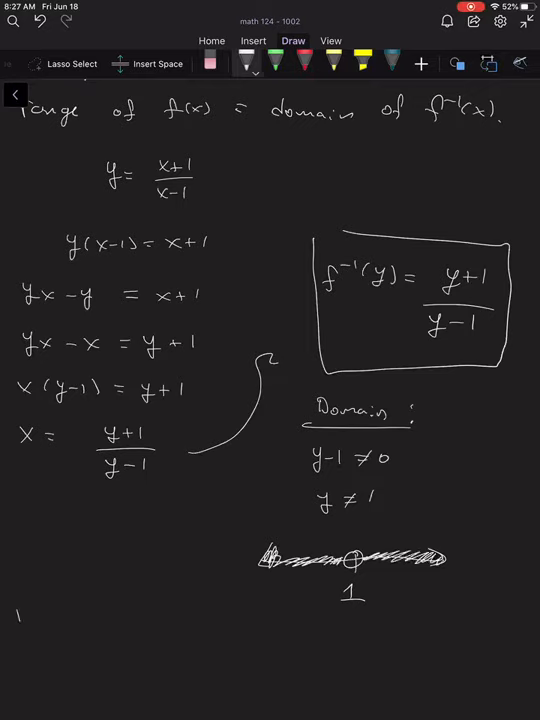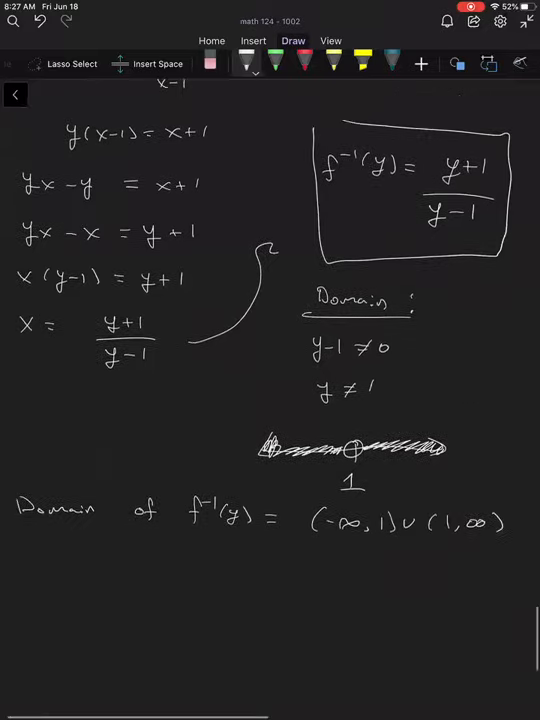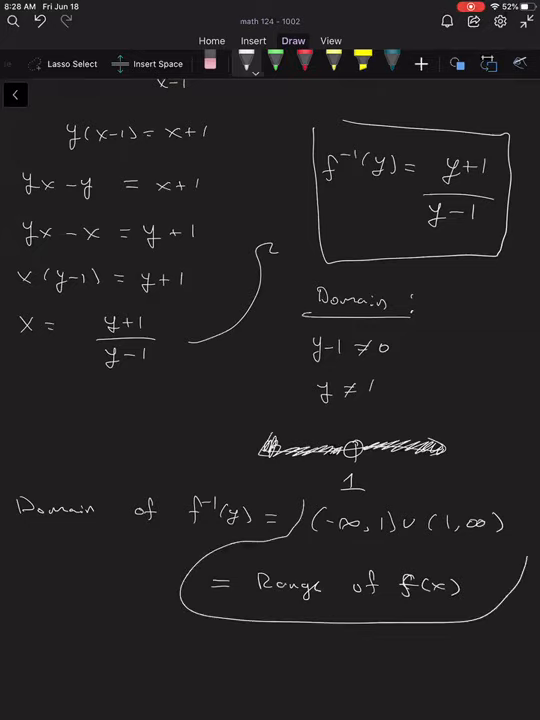So the domain of f inverse of y is equal to minus infinity to 1, 1 to infinity. But at the same time, that's the same thing as the range of f of x. So we're done here. We found that our range of f of x is going to be minus infinity to 1 and then 1 to infinity.